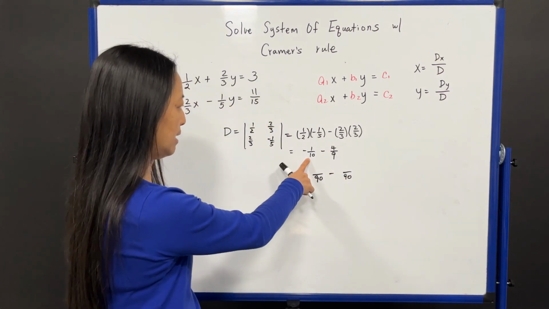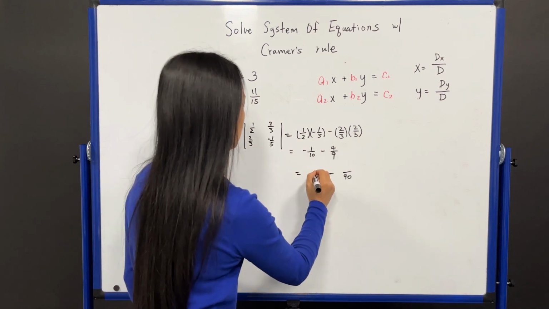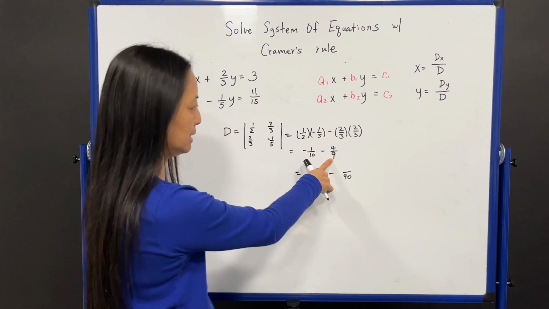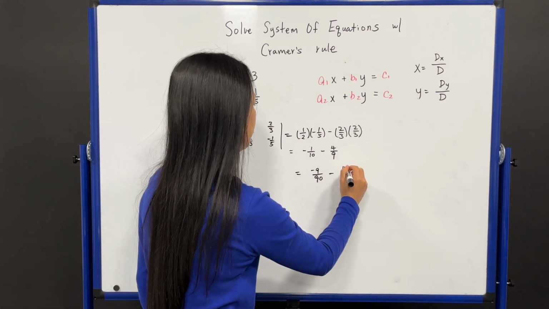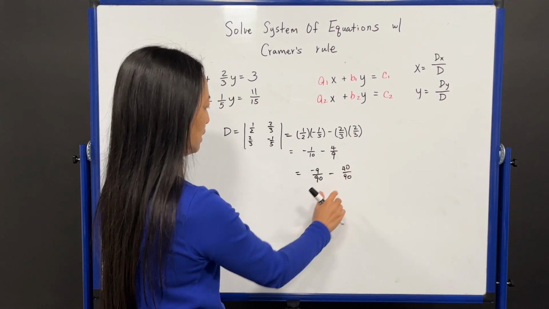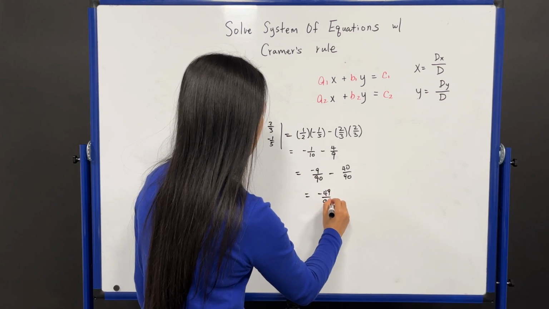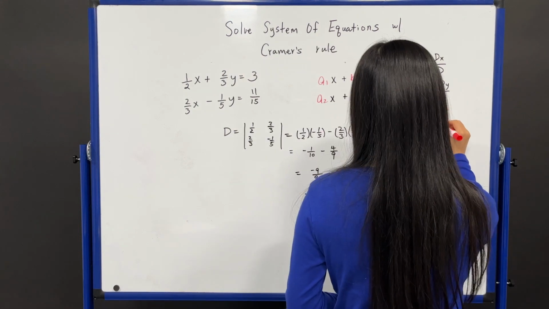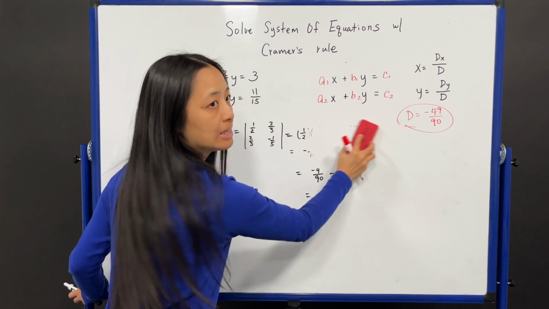We need to find the lowest common denominator for 10 and 9, and that's 90. 90 divided by 10 is 9. 9 times negative 1 is negative 9. 90 divided by 9 is 10. 10 times 4, we have 40. So you have negative 9 over 90 minus 40 over 90, and we get negative 49 over 90. And that's our determinant. It's our first variable. Now let's find d of x.